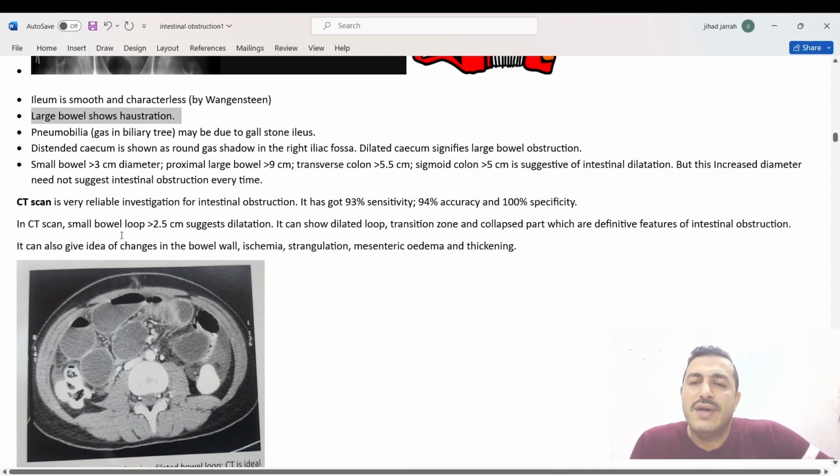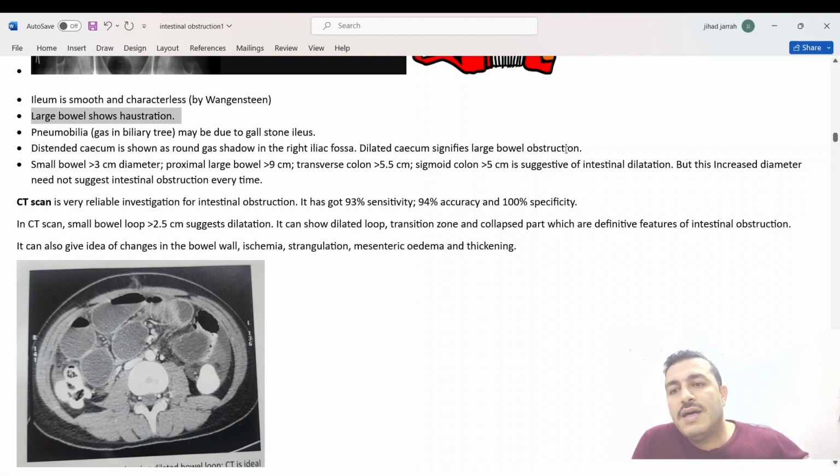I don't think it's wise to look for this on the X-ray, it's more in the CT, but also a distended cecum is shown as a round gas shadow in the right iliac fossa. A dilated cecum signifies large bowel obstruction. We have large bowel obstructions.